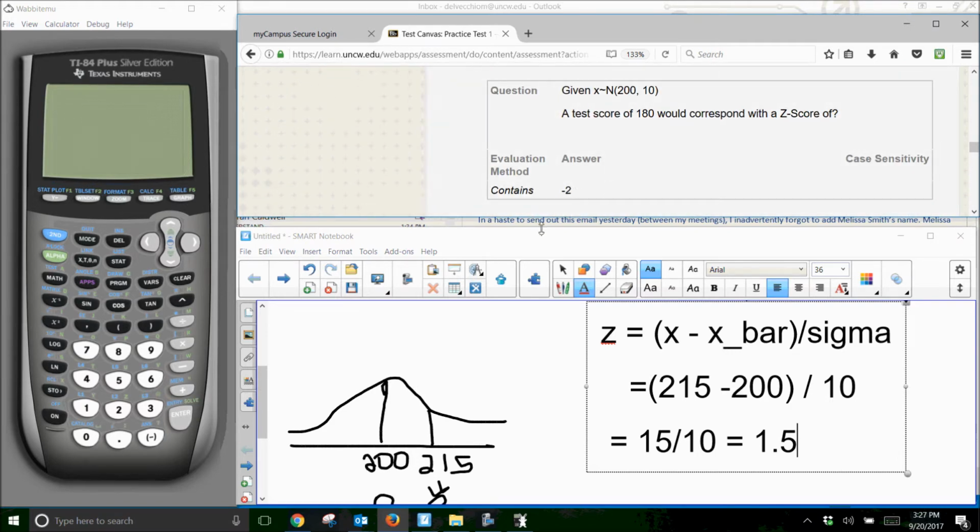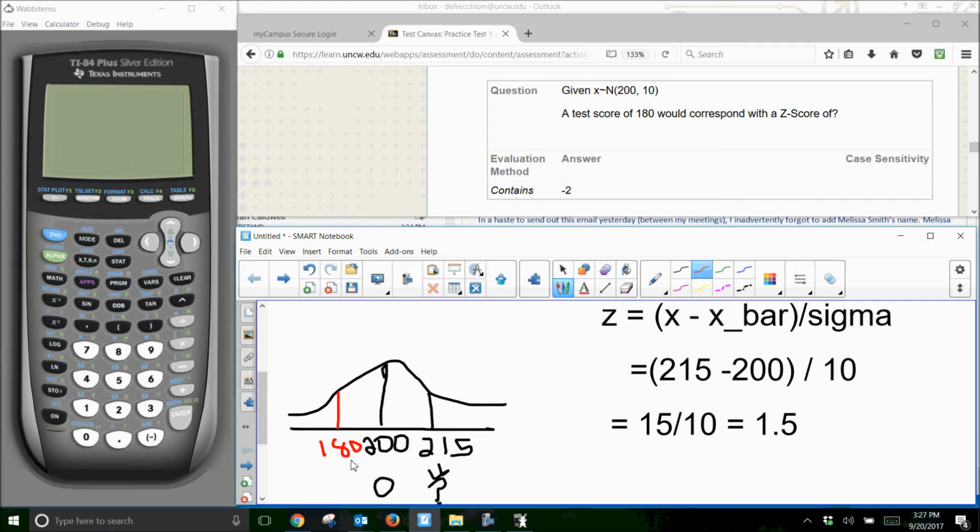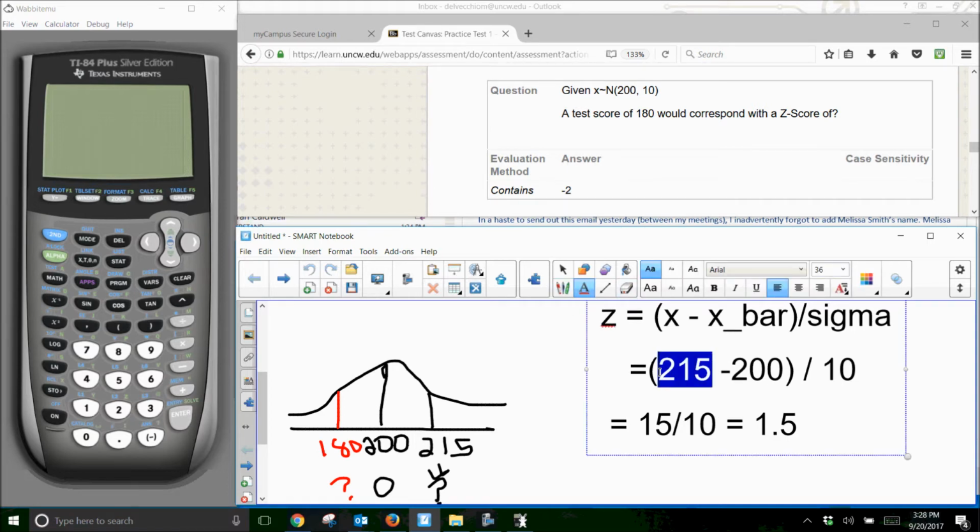All right, number 20, it's the same thing, but now we're dealing with a test score of 180. So again, let's use a different color. We know it's going to be somewhere over here to the left of the mean, and we know that this z-score is going to be negative. So we use our same formula, except instead of 215, we put in 180, which is then going to give us a minus 20 on top, which will give us a minus 2 for a z-score, again consistent with the z-score being negative, and that does match our answer.